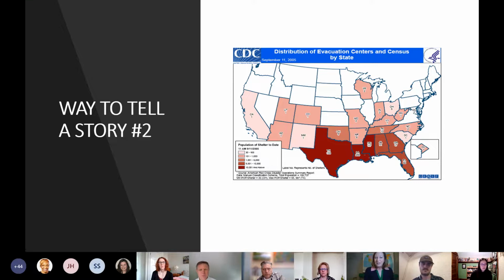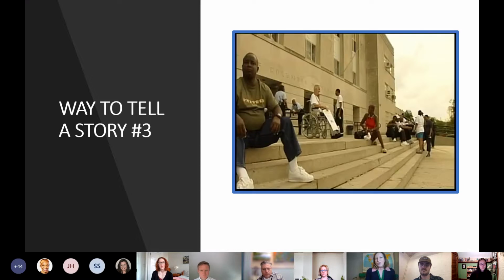This is another good way to tell the story. It starts to bring it a little bit more alive to people. They can connect and say, I live in North Dakota. Nobody came here, but the closest one was in Colorado, right? It helps to give people something to tie on to and connect it. But then there's the third way to tell the story.